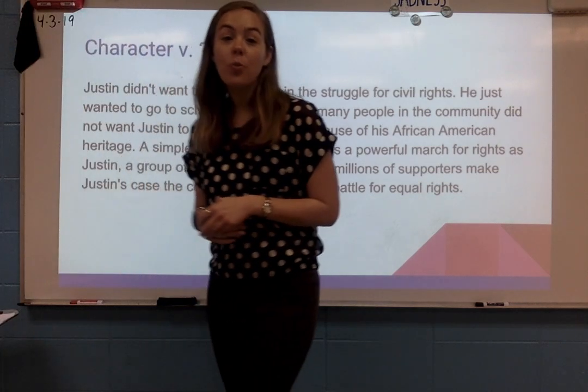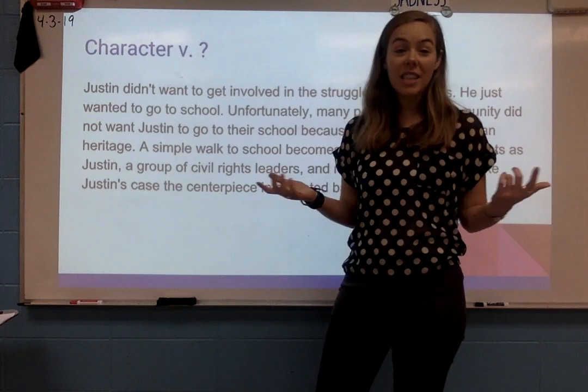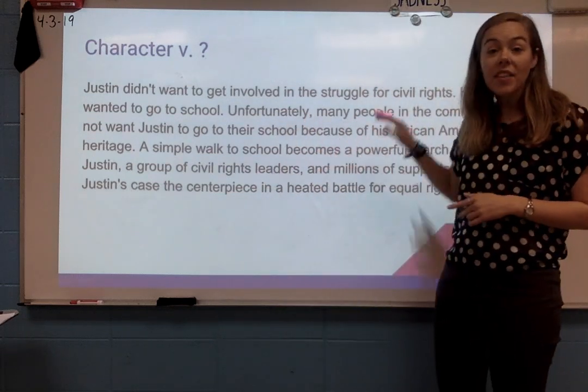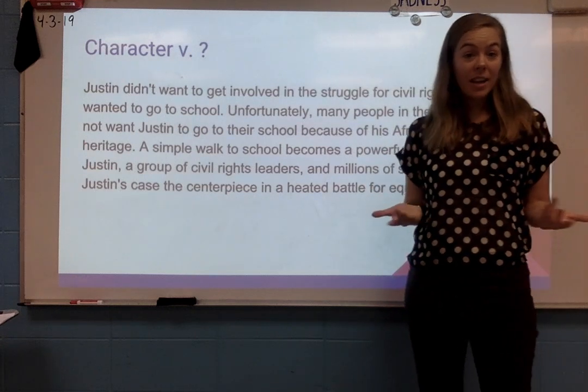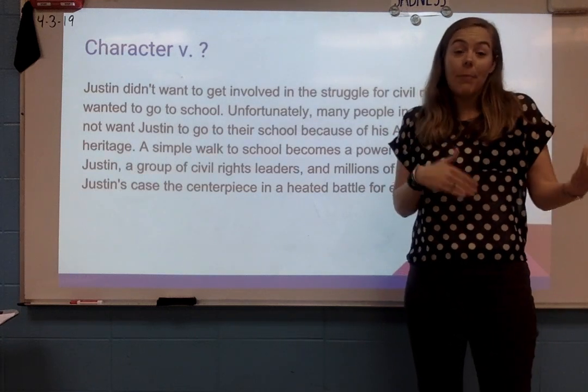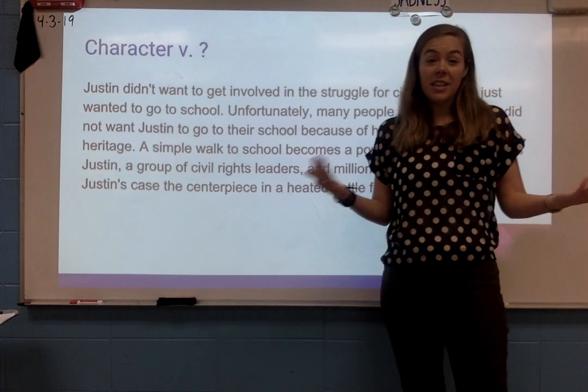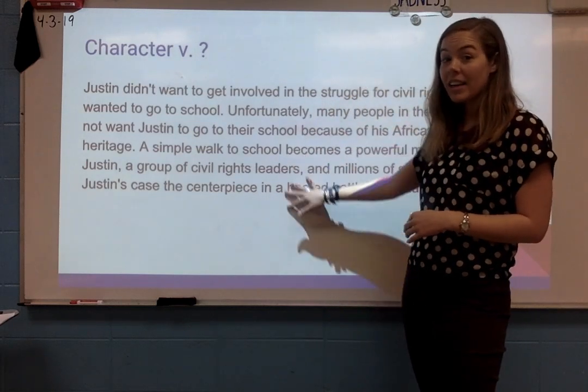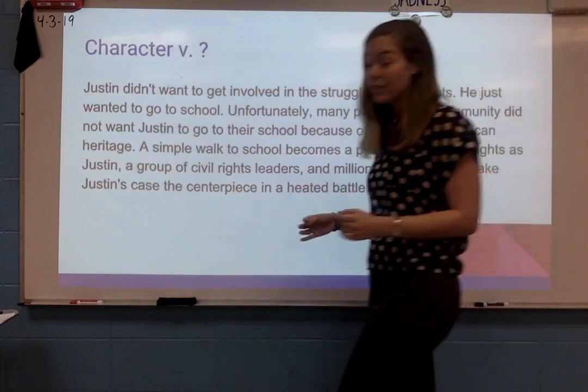All right, so what does Justin want to do? He wants to go to school. What's stopping him? The fact that he's African American. These schools don't want to let him in. So what's stopping him from getting what he wants is his race, which is what society is believing about him, right? So we're going to make it a character versus society conflict.